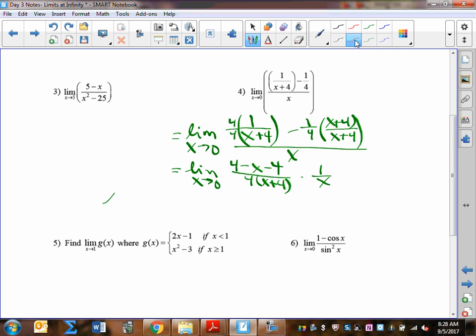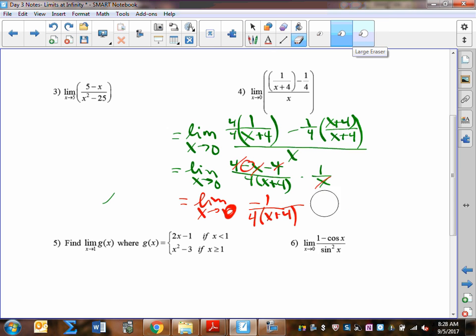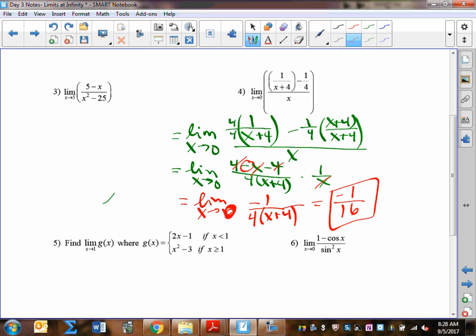Alright, what do we have happen here? Good, the 4 is reduced. Our x is reduced. Make sure you don't lose this negative though. So we end up with the limit as x approaches 0 of negative 1 over 4 times x plus 4. And now when we substitute in, ooh, that 0 is looking a little crazy. Now when we substitute in our 0, we get negative 1/16. Questions on that one? Once you actually substitute it in.